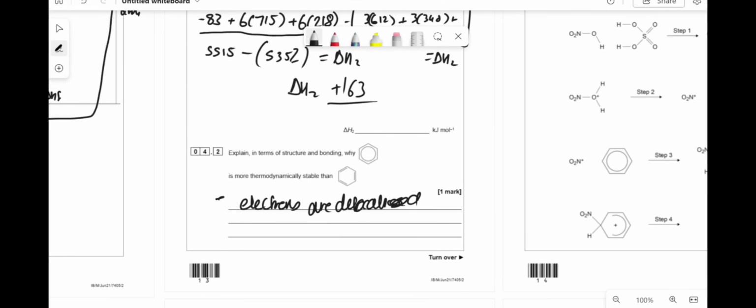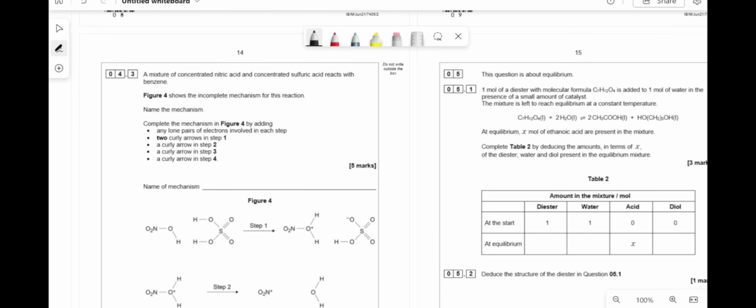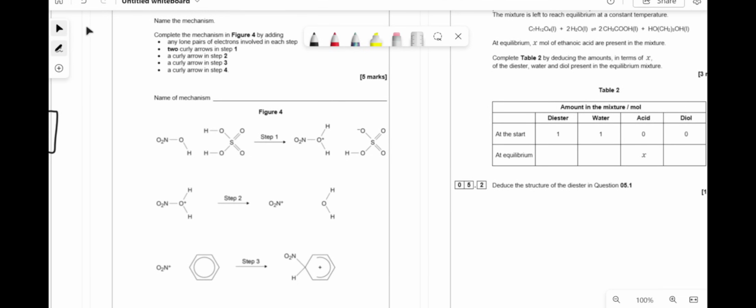Whoops, the pi orbital electrons are delocalized. Okay, so a mixture of concentrated nitric acid and concentrated sulfuric acid reacts with benzene. Figure 4 shows the incomplete mechanism of this, and it says name the mechanism and do all of these things. Fine. So the mechanism by which we're doing this is electrophilic substitution.